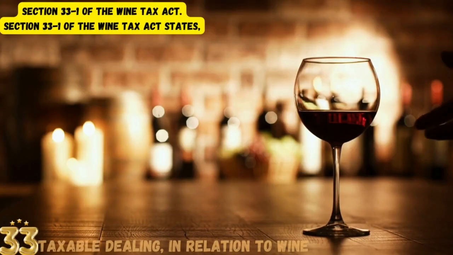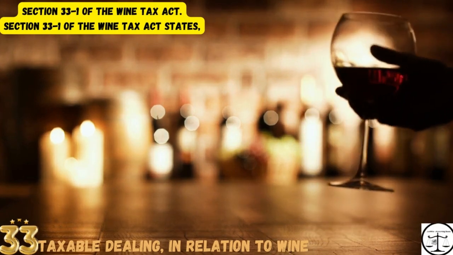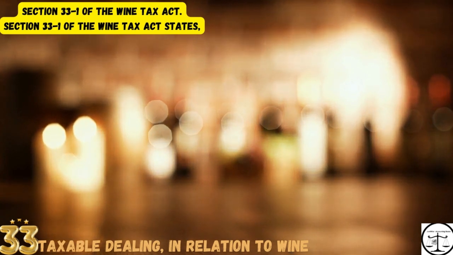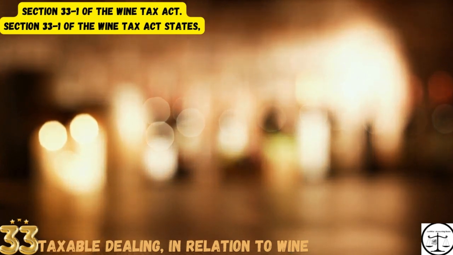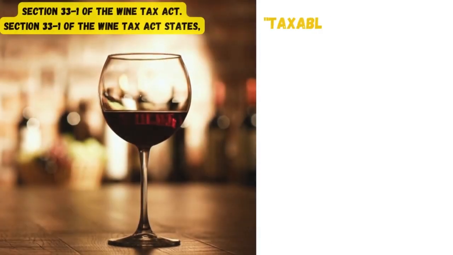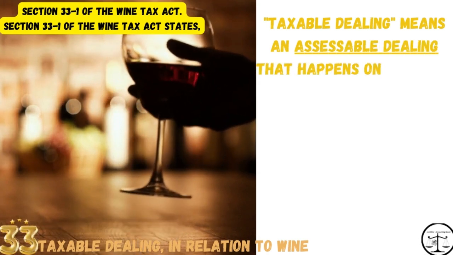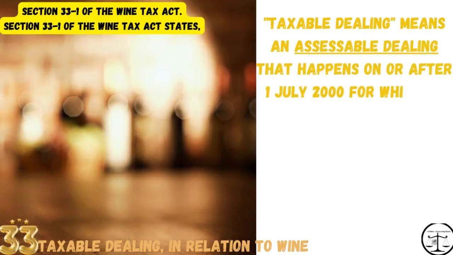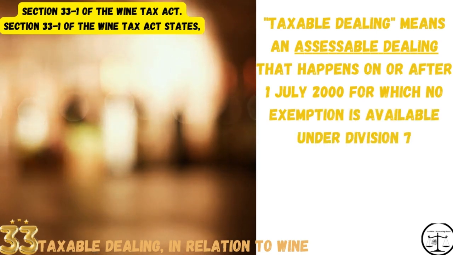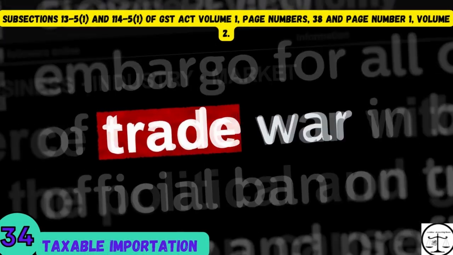Next word. Word number 33. Taxable dealing, in relation to wine, has the meaning given by Section 33(1) of the Wine Tax Act. Section 33(1) of the Wine Tax Act states, taxable dealing means an assessable dealing that happens on or after July 1, 2000 for which no exemption is available under Division 7.